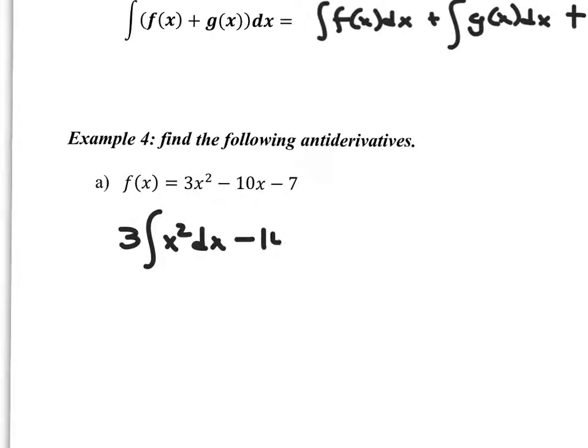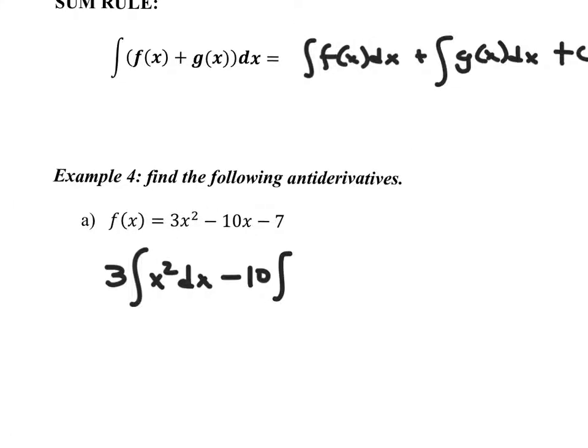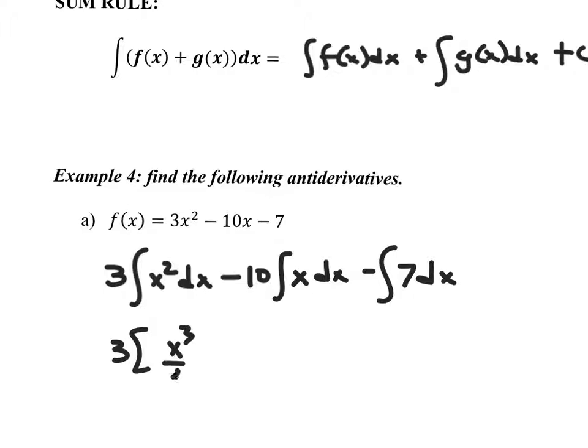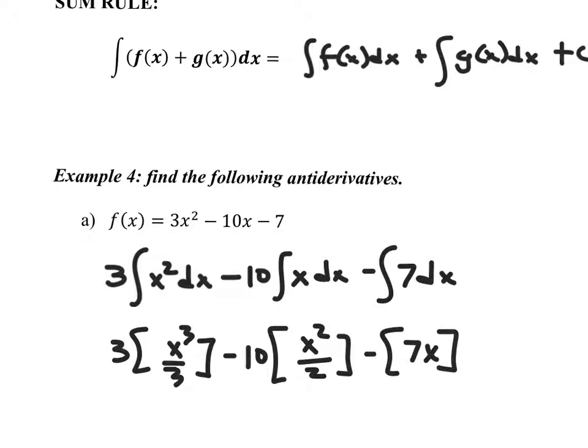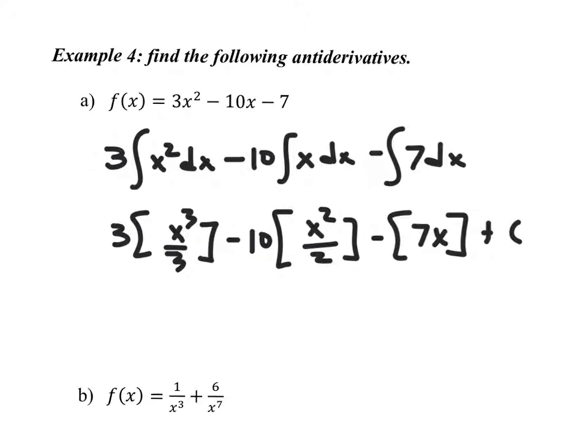Alright, and in the process, I think it'll show you some shortcuts and potentially make things easier for you in the long run. So this would be 3 times x cubed over 3. Right, this would be negative 10 times x squared over 2. Notice I'm not writing plus c yet. You'll see why in a second. This would be 7x. I'm going to throw c in on the end, because if I had 3 c's, it'd just be another constant anyways.